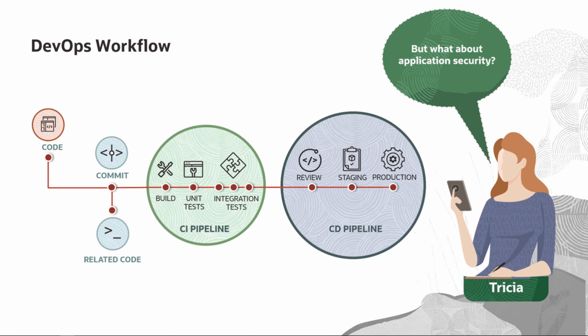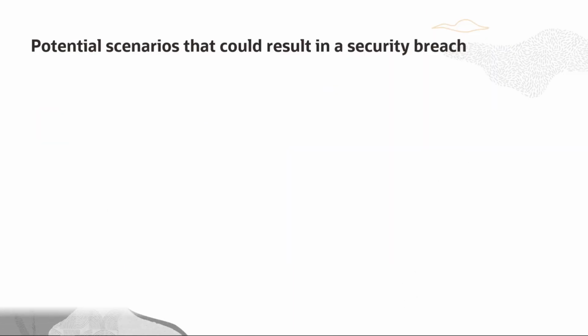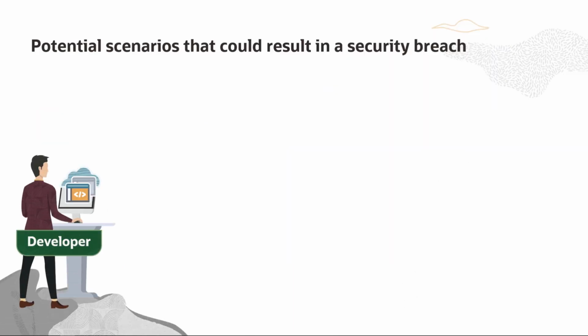In traditional software development approaches, security practices were often not integrated into the development life cycle, and security audits were typically carried out towards the end of the development process. This approach could result in security vulnerabilities being missed or introduced during the development process, making it difficult to address them later on. Let's explore a few potential scenarios that could result in a security breach.